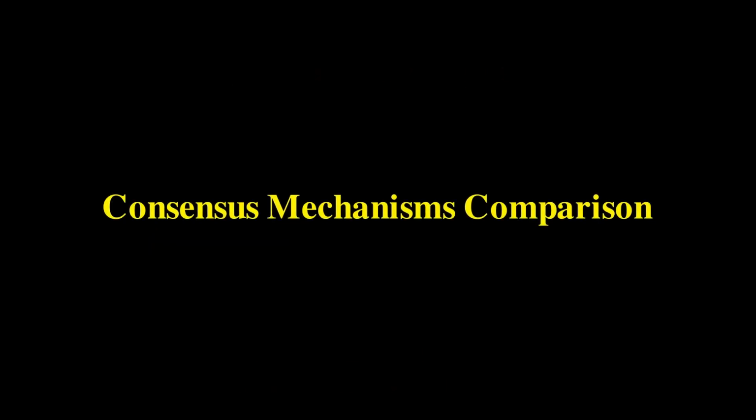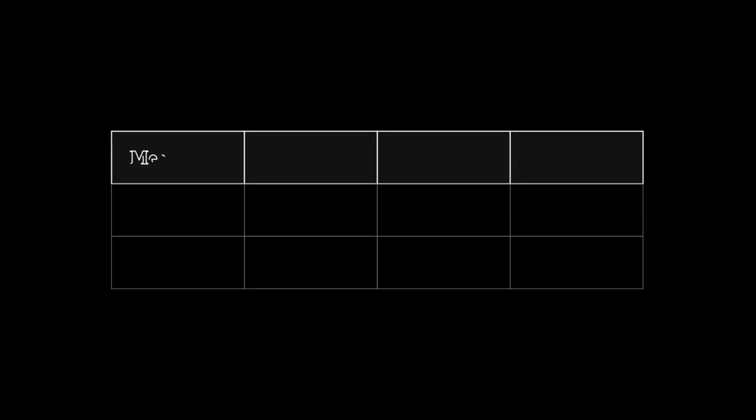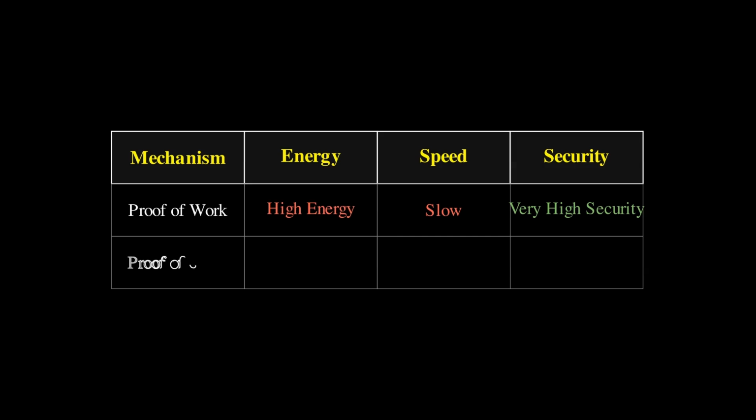This comparison table tells the whole story. Proof of work has high energy use, slow transaction processing, but very high security. It's like the armored tank of consensus mechanisms, proven over 15 years and never successfully attacked. Proof of stake: low energy consumption, fast transaction processing, and high security, more like a high performance sports car. Newer but increasingly proven with sophisticated economic incentives.